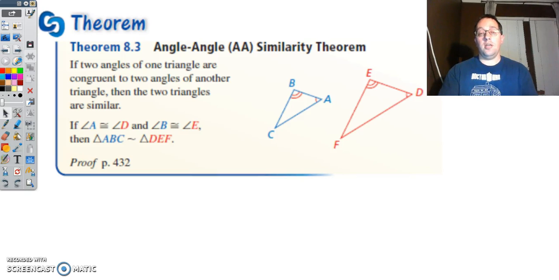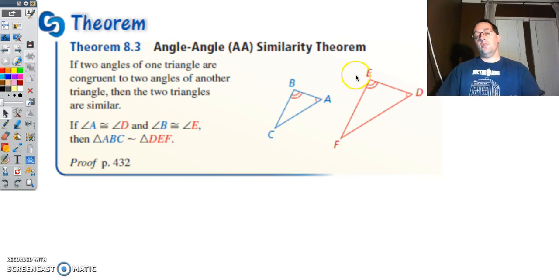Hello class, today we're going to talk about the angle-angle similarity theorem. What this says is that if you have two angles in one triangle congruent to two angles in a second triangle, then the two triangles will be similar. Right? Not congruent, similar. And if you remember, we said that for two triangles to be similar, all of the angles have to be congruent, right? But this is saying, hey, you only have to hit two angles congruent.